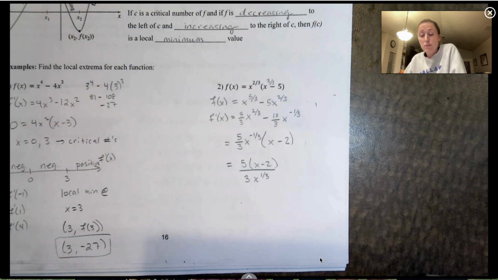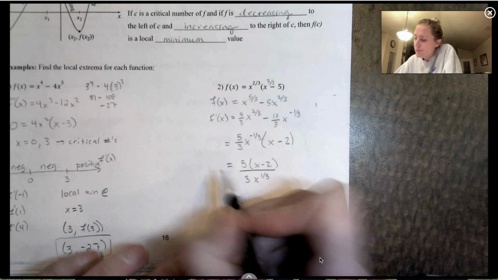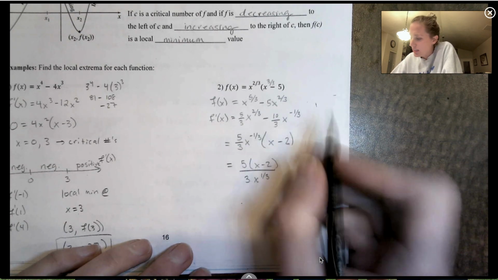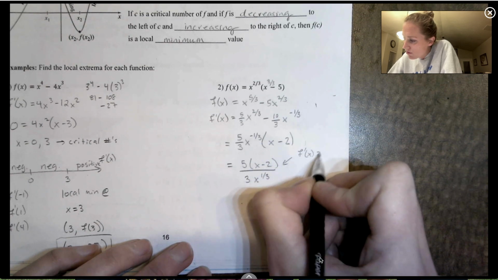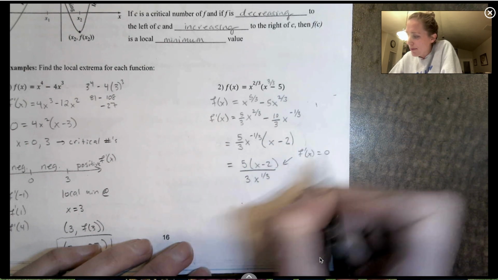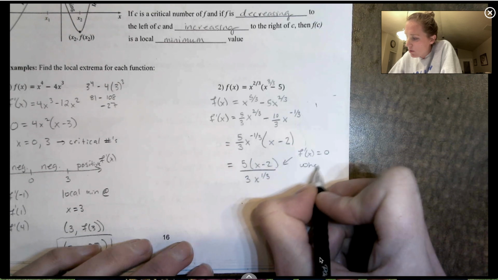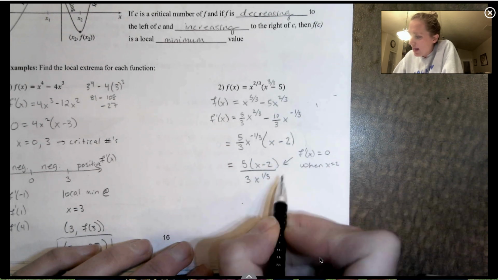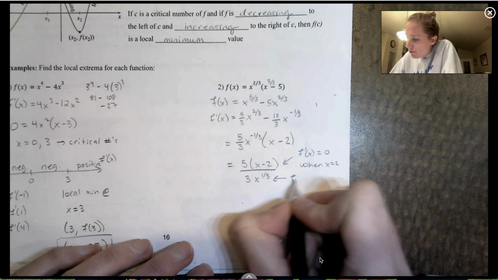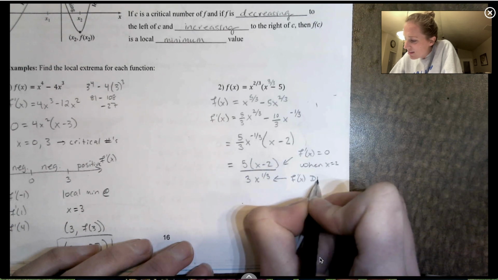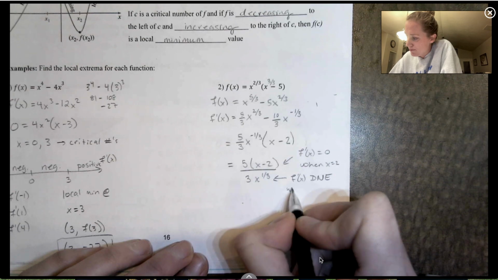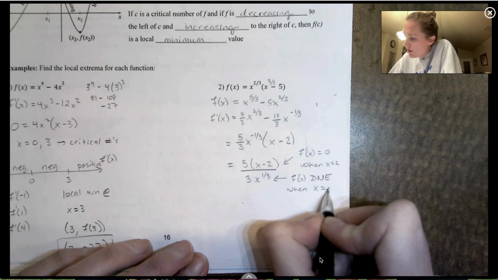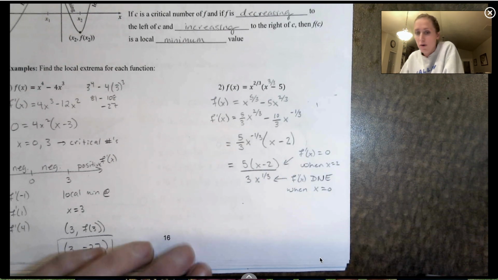So I'm looking for where does this equal 0 and where does it not exist. So f prime equals 0 when x is 2, when my numerator equals 0. It's undefined, so f prime does not exist when x is 0, right? Because I'd get division by 0. So that means 2 and 0 are my critical numbers.